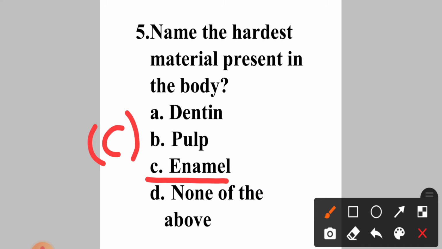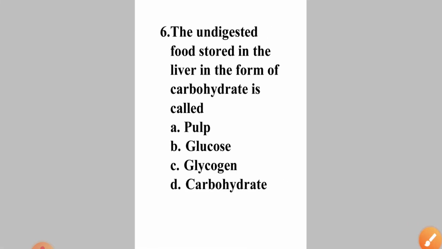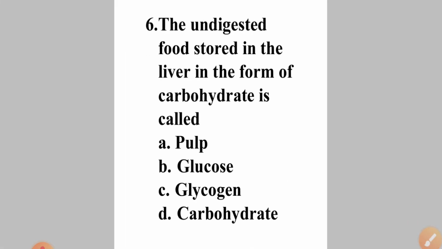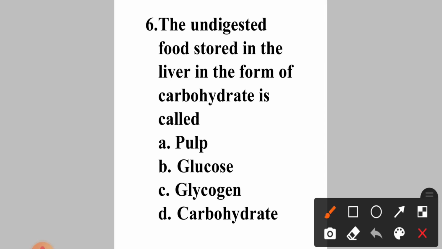Now come to question number 6. The undigested food stored in the liver in the form of carbohydrate is called A, pulp, B, glucose, C, glycogen, D, carbohydrate. When the body does not need glucose for energy, it stores it in the liver and muscles. This stored form of glucose is made up of many glucose molecules, and it is called glycogen. So the answer will be option C, that is glycogen.